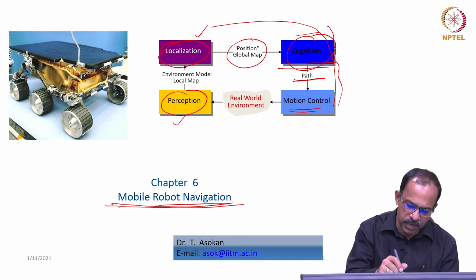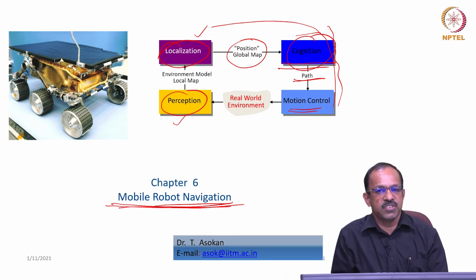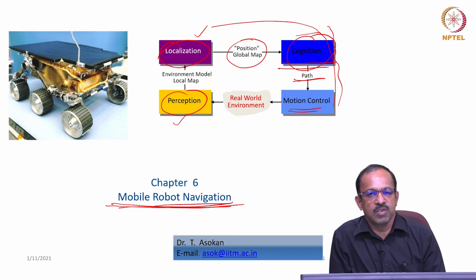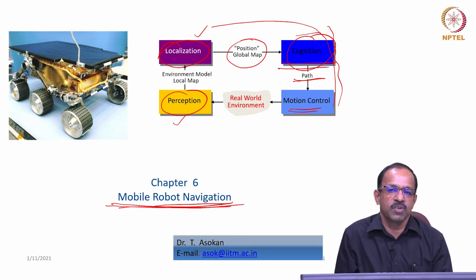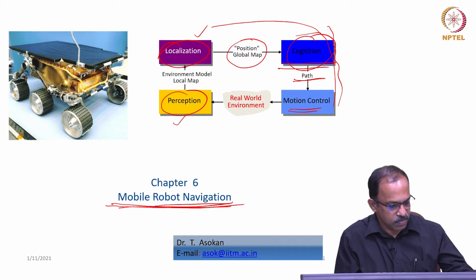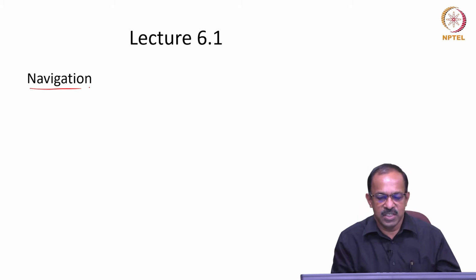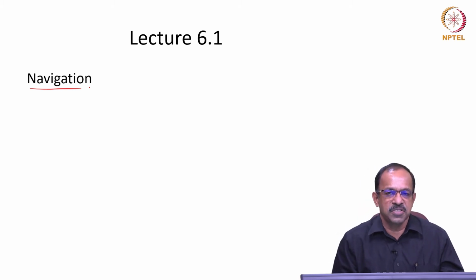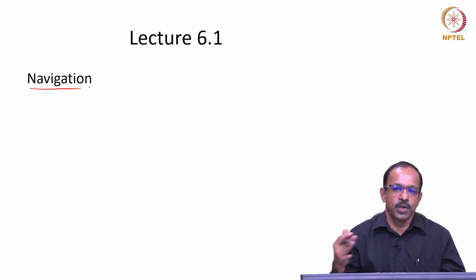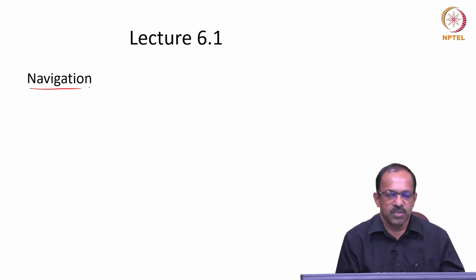So today we will look into mobile robot navigation and what are the various steps involved in navigating a robot from a known location to a target location. So the first part we will look at is the navigation today. In the first lecture, we will look at the navigation and various steps involved in the navigation, and as we progress we will look into more aspects of navigation of the robots.